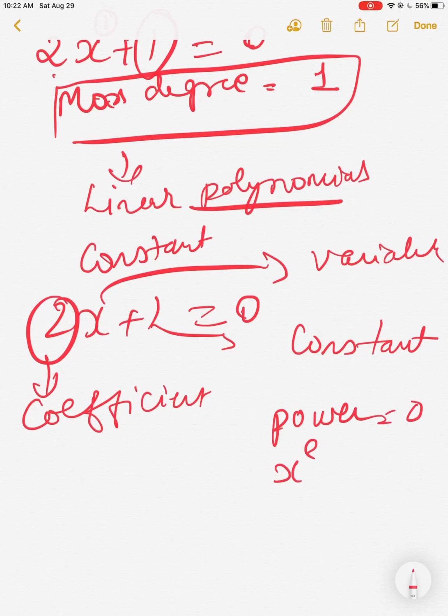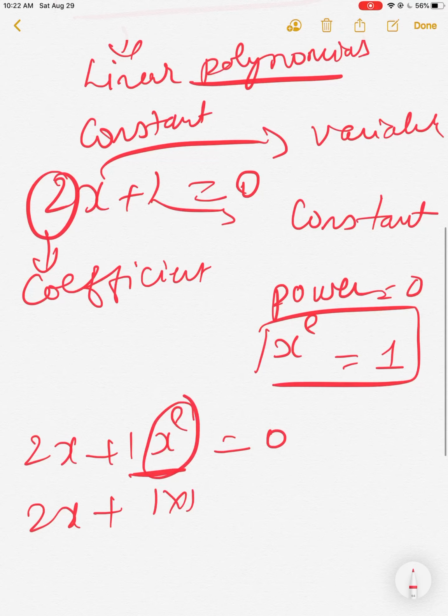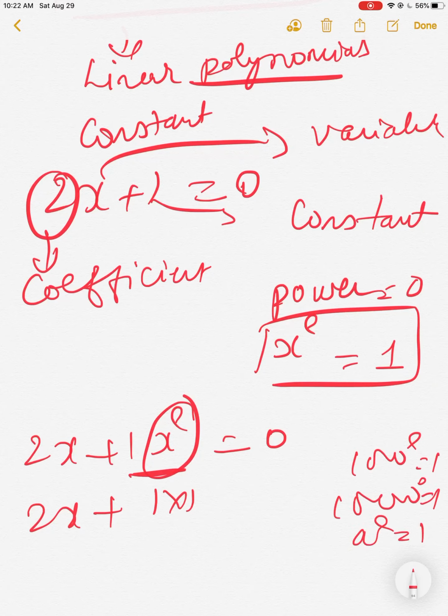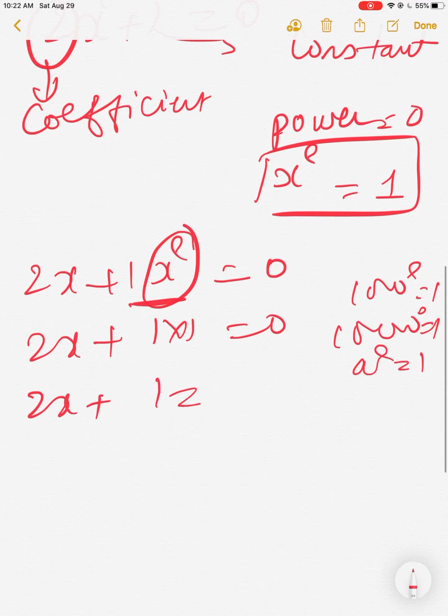That means we will write it as x raised to power 0. Any number raised to power 0 is equal to 1. So we can write 2x plus 1 times x raised to power 0, that is, 2x raised to power 1 plus 1 multiplied by x raised to power 0. 1000 raised to power 0 is 1. 1 lakh raised to power 0 is 1. A raised to power 0 is 1. Any number raised to power 0 is equal to 1. So such polynomials are called linear polynomials. So this is the equation 2x plus 1 is equal to 0.